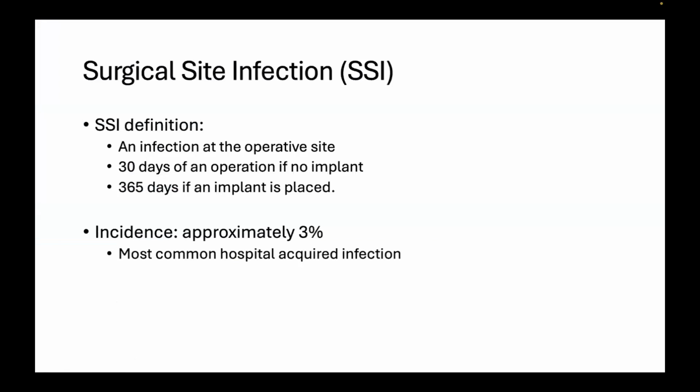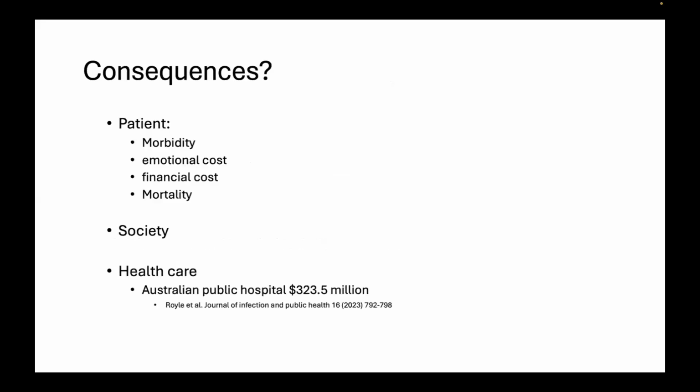So some background. Surgical site infections are an infection at the operative site within 30 days of an operation if no implant is placed. The reported incidence in Australia varies, but it's approximately 3%. And it's the most common hospital-acquired infection, so it's important. And what are the consequences if a patient gets a surgical site infection? There's consequences to the patient, to society, and also to a healthcare system.